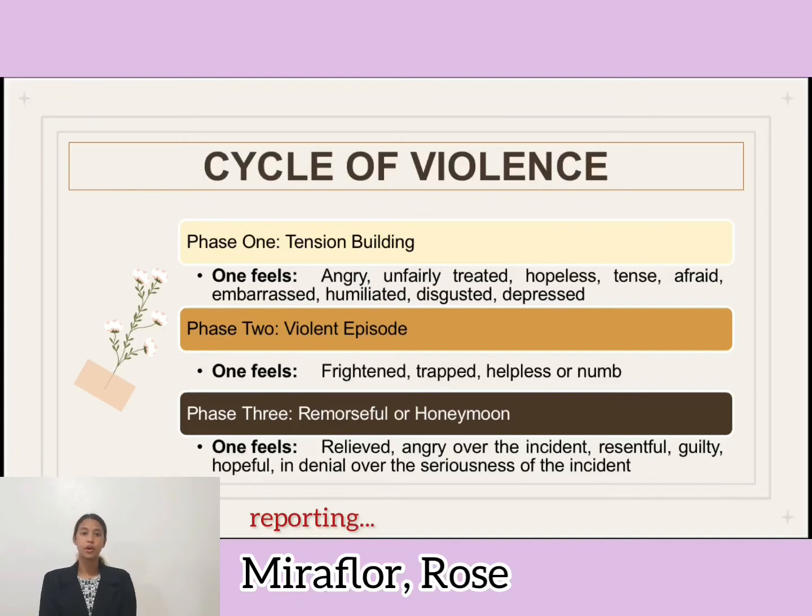Phase 3, remorseful or honeymoon. One feels relieved, angry over the incident, resentful, guilty, hopeful, in denial over the seriousness of the incident. After the explosion, the abuser feels sorry for the explosion and acts apologetic and loving. The abuser might say things like, "I'll never do it again," "I'm sorry and I never meant to hurt you," "I promise I will change," "I promise I'll get help," "I only did it because I was drunk," "I lost my temper," etc. They may shower gifts on the other person or act like the person you first fell in love with, and things get better for a little while, but the honeymoon doesn't last. The tension starts all over again, and the cycle continues.